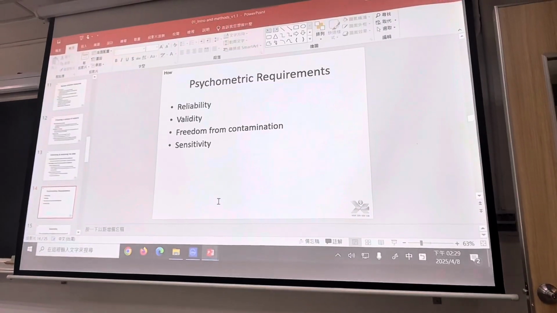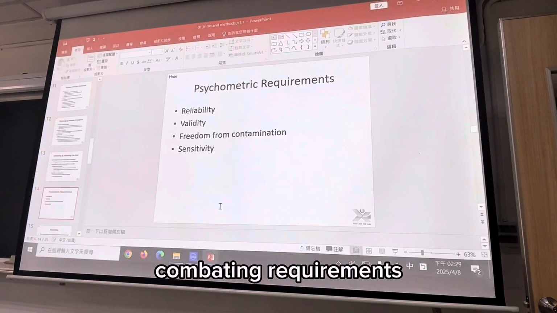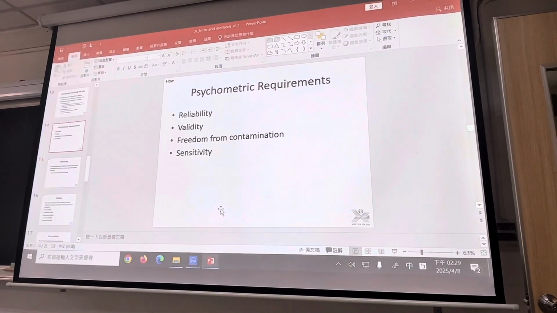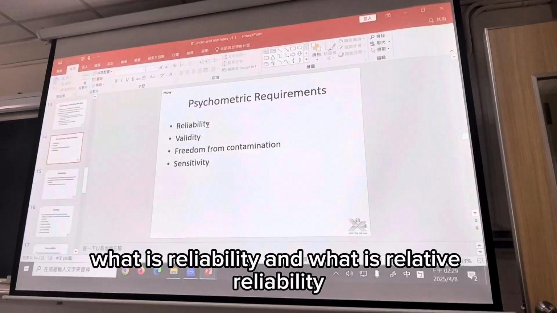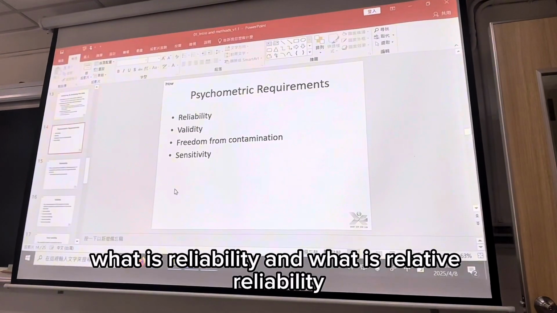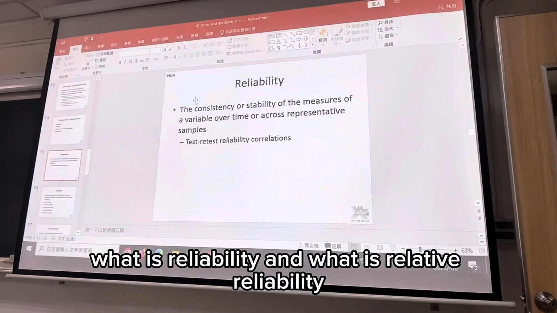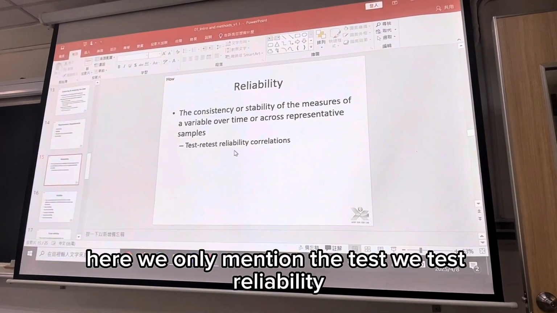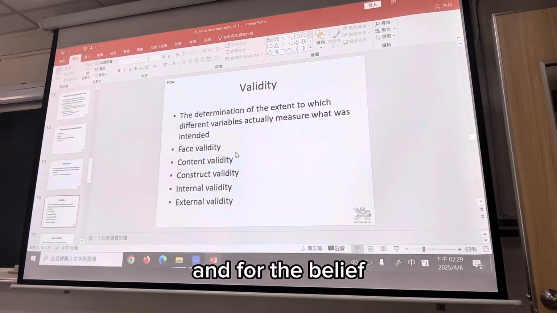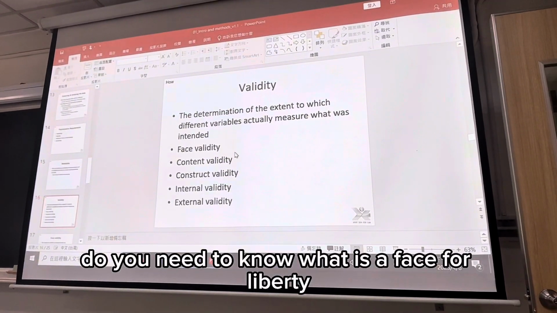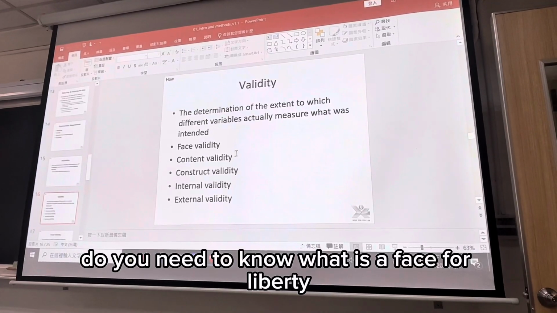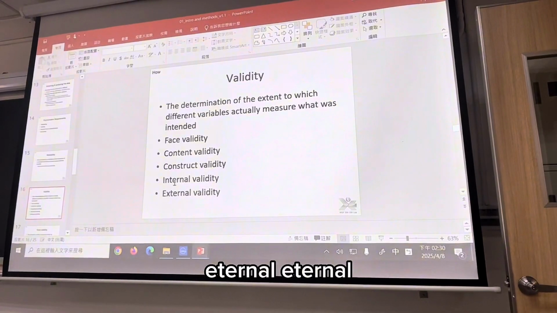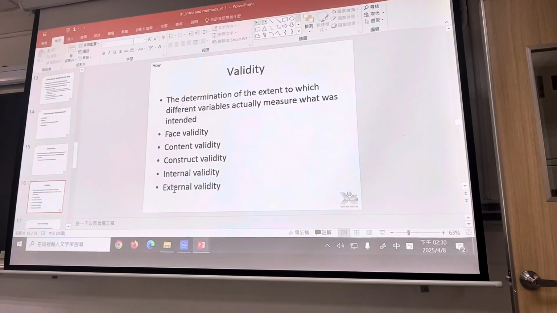And then we move to the psychometric requirements. So you have to understand what is reliability and what is validity. For reliability here, we only mention test-retest reliability. And for validity, you need to know what is face validity, content validity, construct validity, internal and external validity.